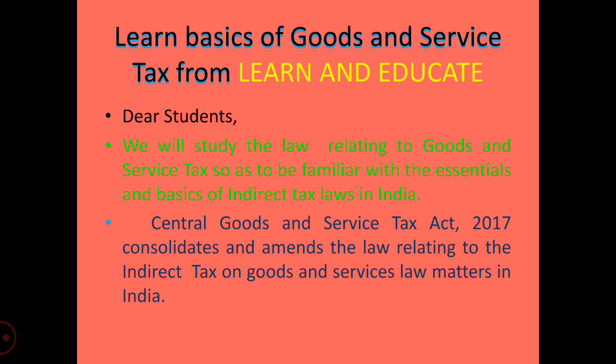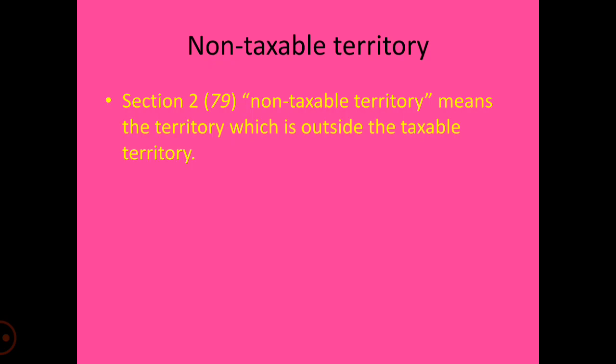Goods and service tax. Continuing that series, section 2, clause 79, non-taxable territory. When a law is enacted, there is a jurisdiction up to which it is applicable. In the case of a state Goods and Service Tax Act, it is applicable to that particular state's jurisdiction only.